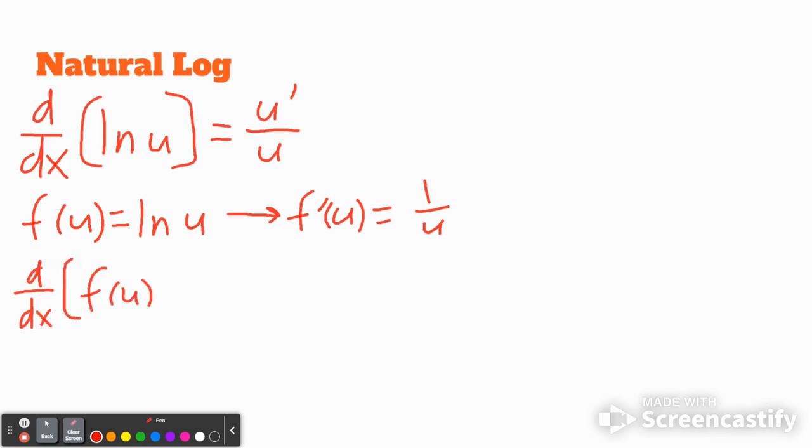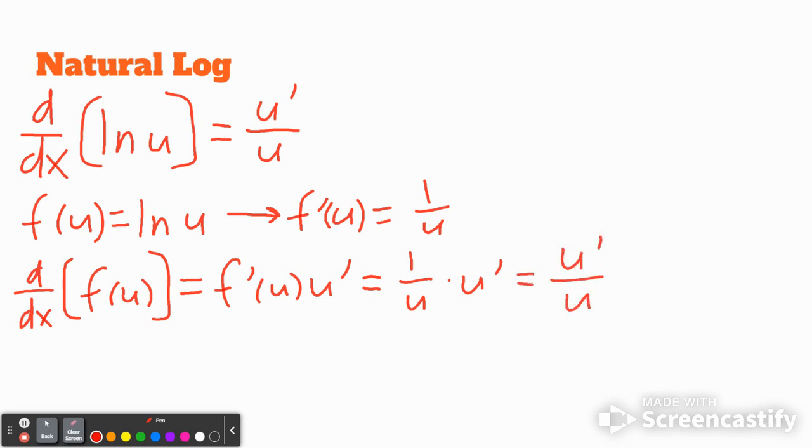So applying the chain rule directly, if we were to find the derivative of f of u, we're calling it equal to natural log of u. From the chain rule, we get this is equal to f prime of u times u prime, right? Now, f prime of u is 1 over u. So this is equal to 1 over u times u prime. And this is just equal to u prime over u. So that is where this formula comes from for the natural log of u, where u can be any function of x.